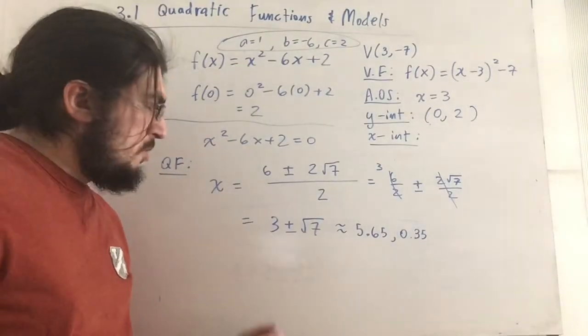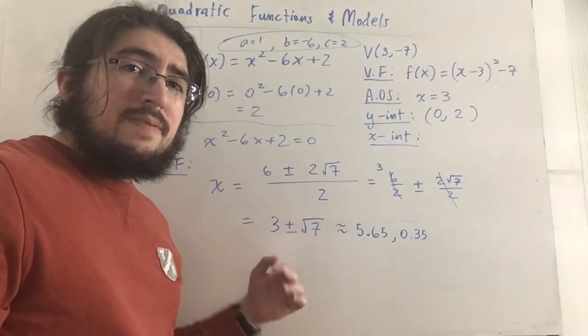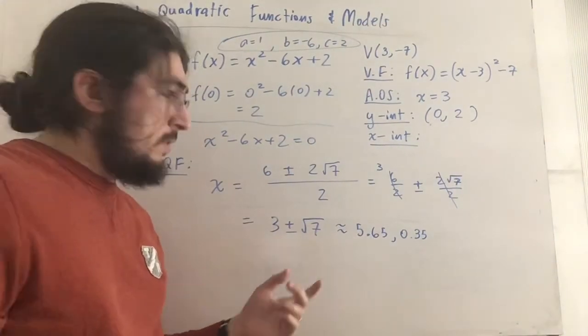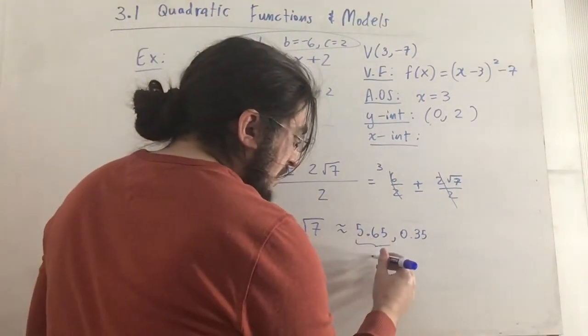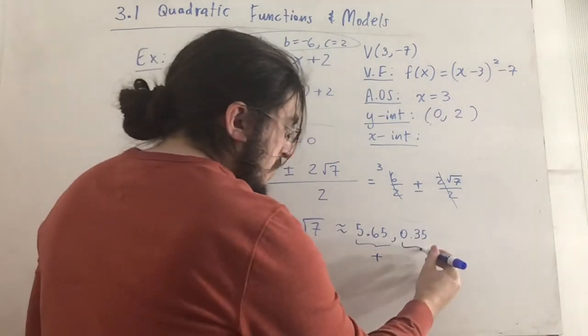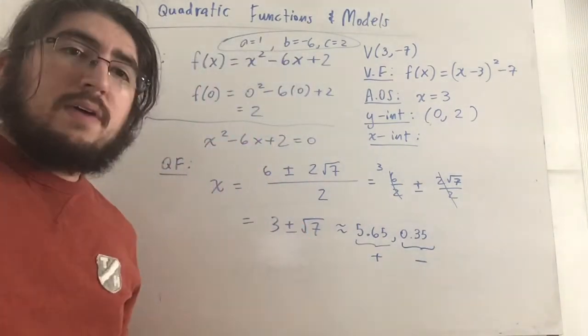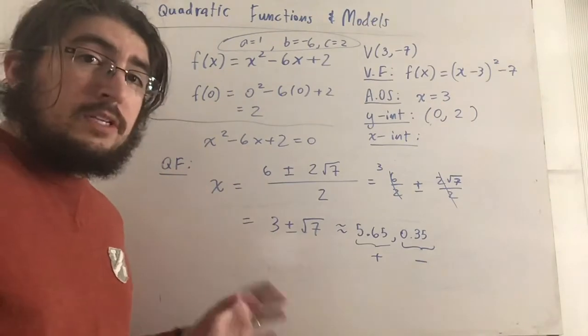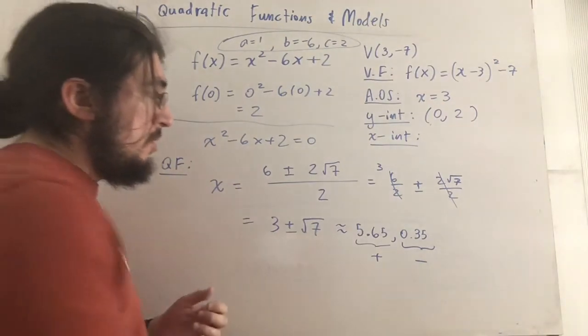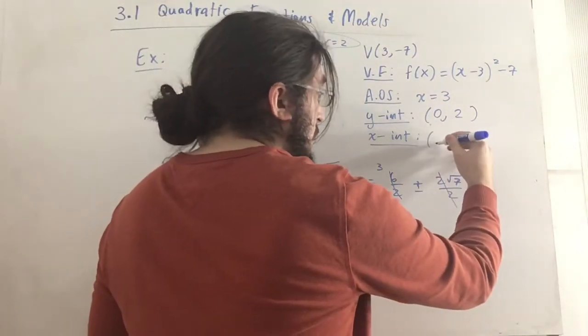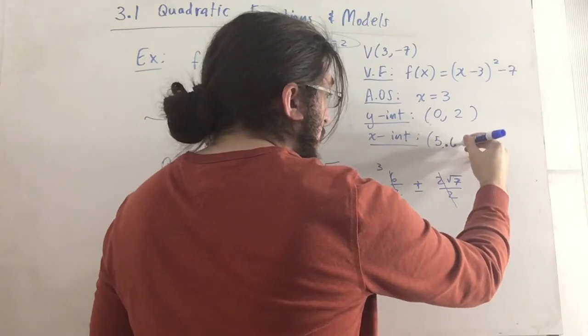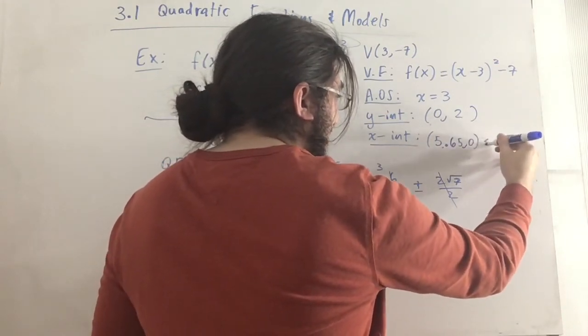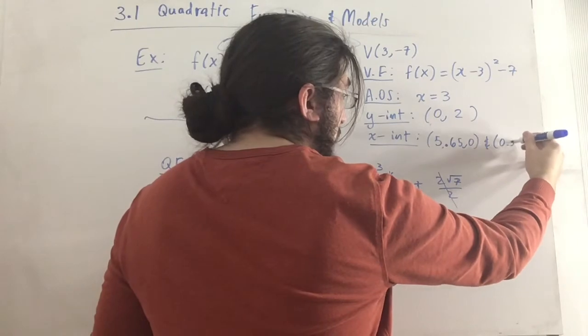All I did here was use my calculator to do 3 plus radical 7, and then secondly, 3 minus radical 7. For the positive case, I got 5.65. For the negative case, I got 0.35. The x-intercepts are each of these comma 0, so (5.65, 0) and (0.35, 0).